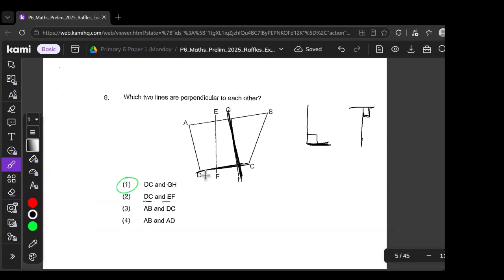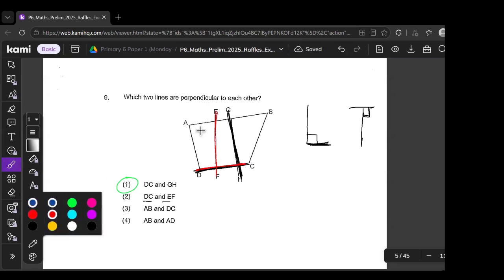DC, EF, where's your DC? DC will be here. Okay, your DC is here, and then your EF is slanted. It's a bit slanted. So you take your ruler, you put it on the line, you'll find that your red line goes inside. You take your ruler, put over here, the red line goes inside the ruler. Okay, I think the rest you can understand why they are not perpendicular.